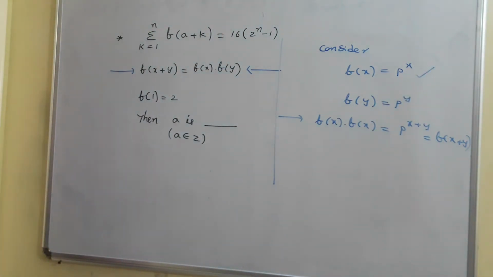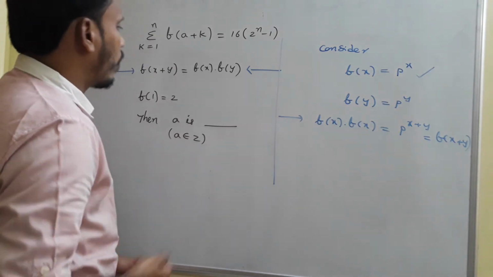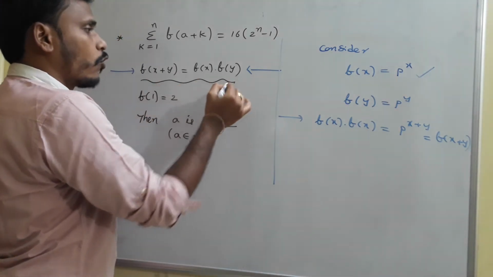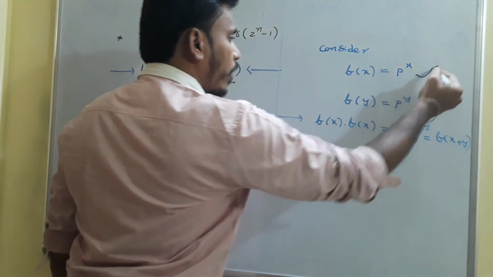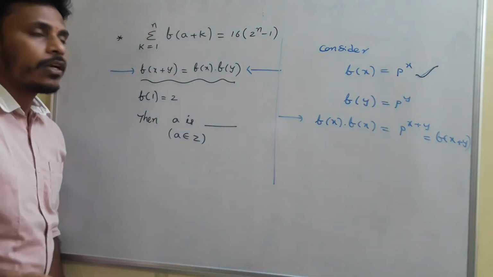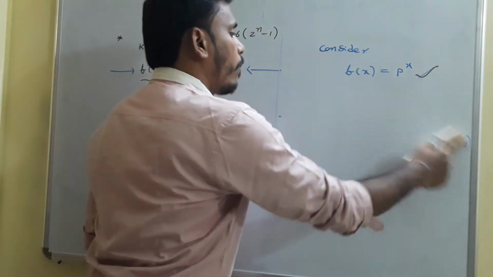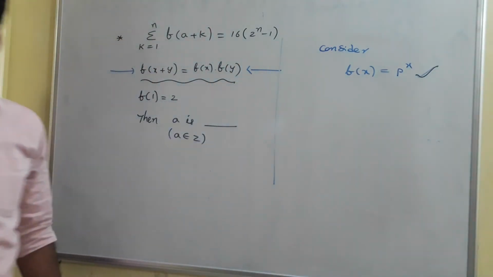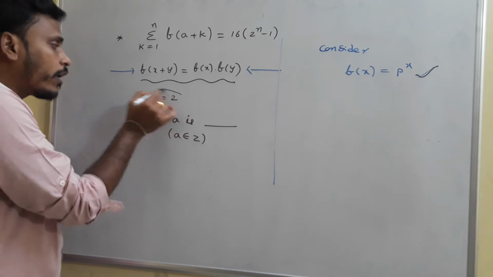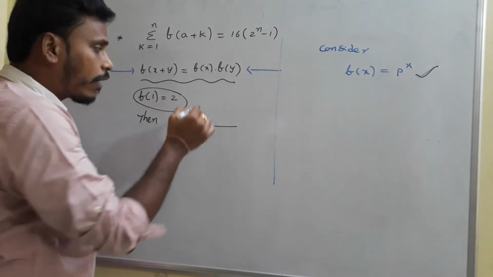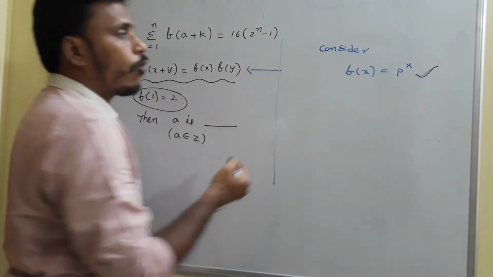With the given functional rule, f of x plus y is equal to f of x into f of y, this function satisfies that functional rule. So we conclude that our function is of the form p power x, right? Then f of 1 is also given as 2, right? Then from this you need to get the value of p.